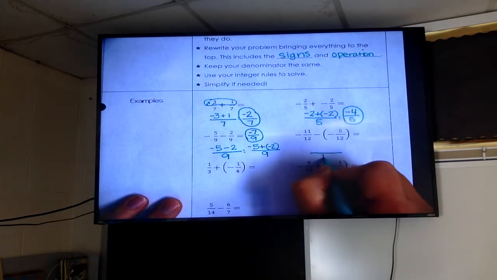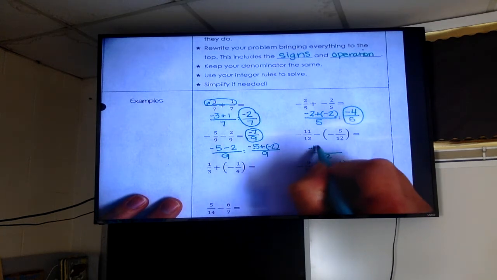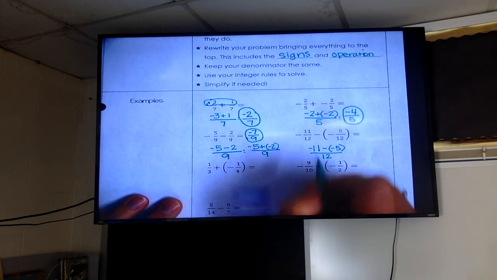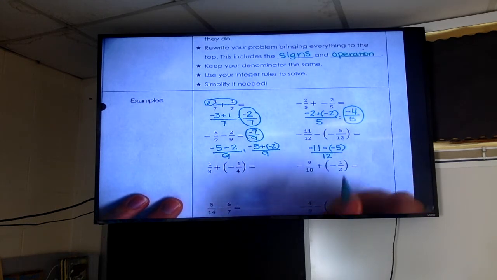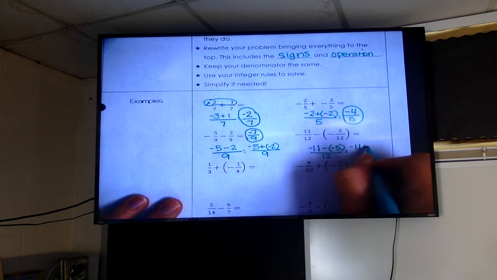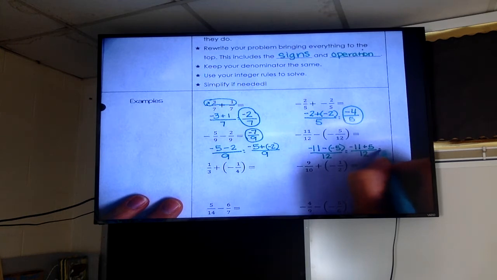So common denominator of 12. I look at what I have left. I have -11 minus -5. Okay, remember, signs and operations come up to the top. Okay, subtraction. So I need to rewrite it again using leave, change, opposite. Okay, so signs are different. Different means I'm going to subtract. So 11 minus 5 is 6. 11 is larger, so it's -6 over 12.